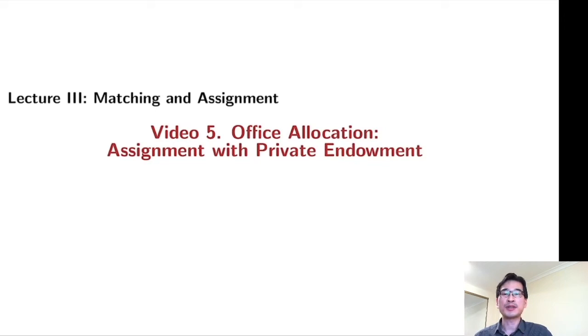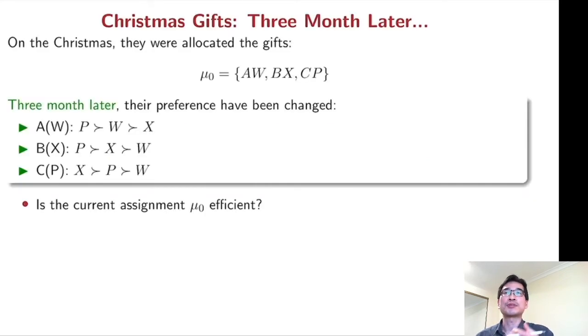In the previous video, we discussed the assignment problem with the public endowment. In this video, with an example of office allocation, I'm going to introduce assignment with the private endowment. So please recall the Christmas gift example from video 4.